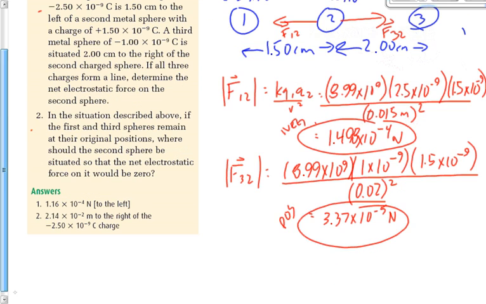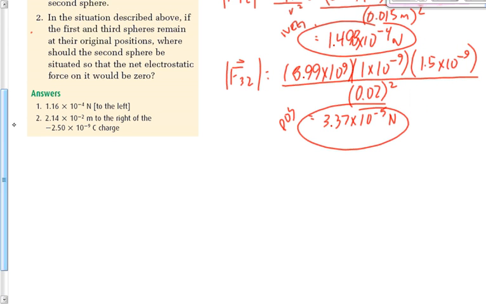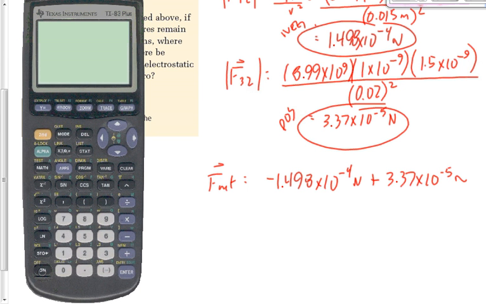Okay, well, let's go through that process of adding it just to make sure here. The net force is equal to, we're going to say the first one is negative 1.498 times 10 to the minus 4 plus positive 3.37 times 10 to the negative 5 newtons. And we'll pull a calculator out to do this. We get negative 1.498 plus 3.37.